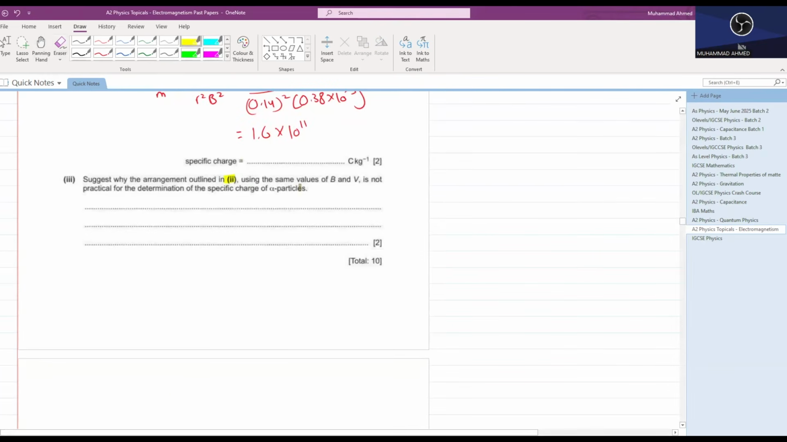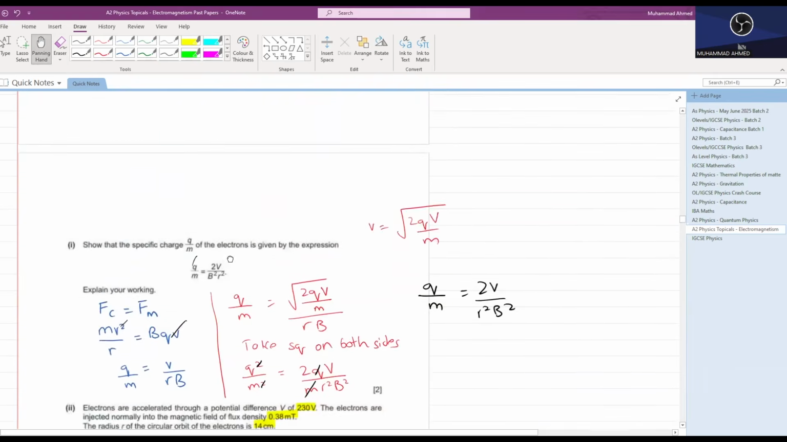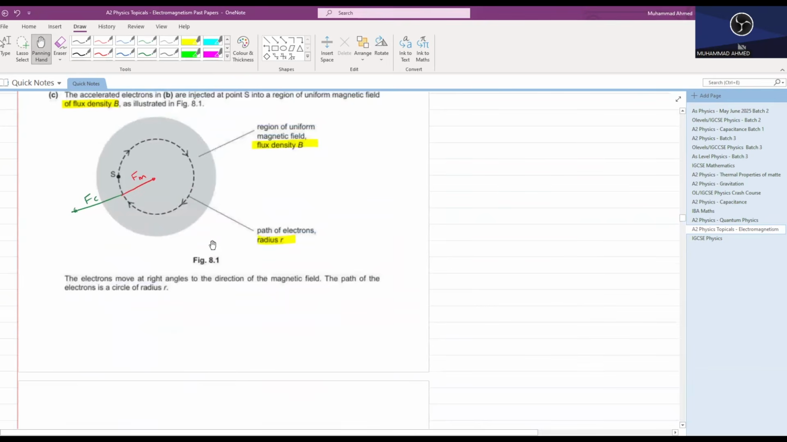Suggest why the arrangement outlined in 2, using the same values of B and V, is not practical for the determination of the specific charge of alpha particles. Why can't we use this same arrangement for alpha particles? Let's calculate the specific charge for alpha particles and the specific charge of electrons.